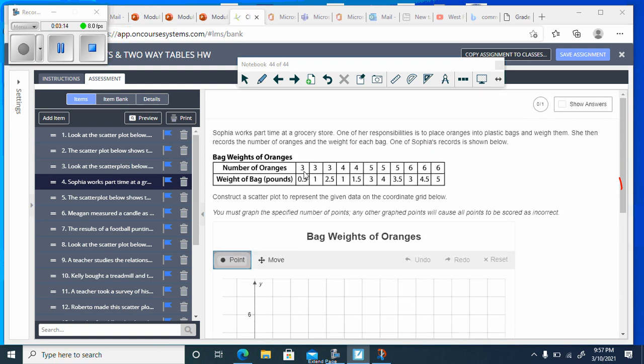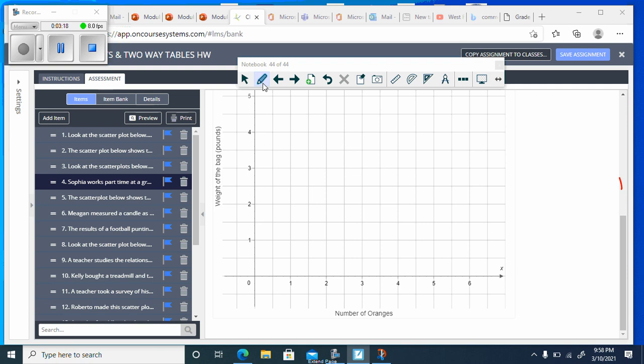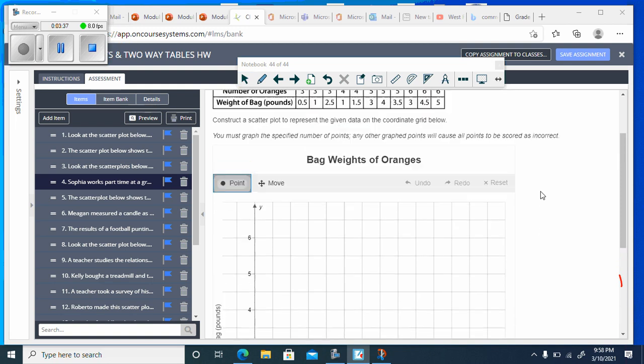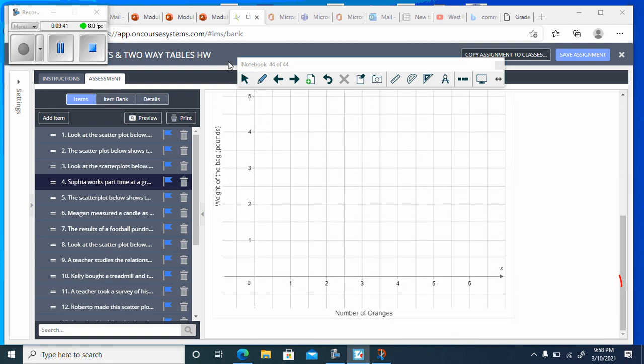So we've got 3 oranges, half a pound. So number of oranges, 3. That would be at half a pound, right? There's our half a pound right there. Here's 1 point. Then let's see what we've got here. 3 oranges, 1 pound. Okay, so let's plot the 3 oranges, 1 pound.